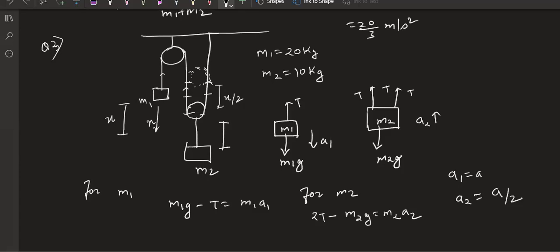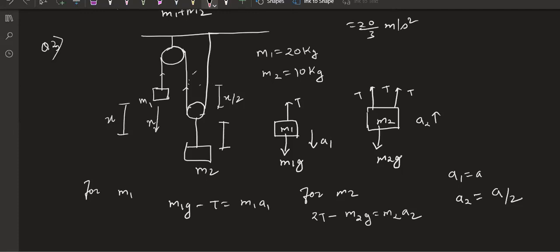Okay, close your eyes and just imagine. Listen to me and just imagine. Now, see this. I'm saying that if this pulley, and this is a massless pulley, it doesn't have any mass. So if this pulley will go up by x distance, just imagine that this pulley is going up by x distance.